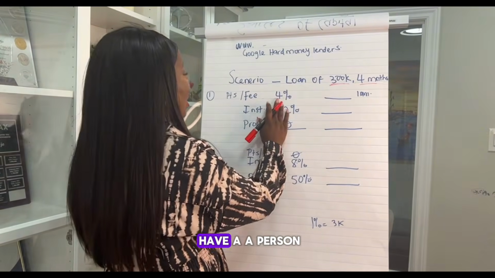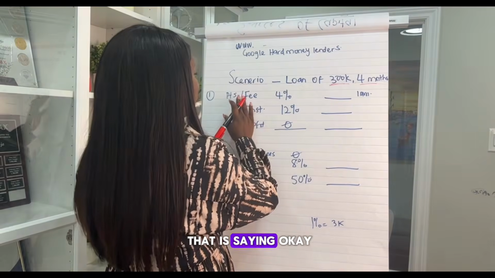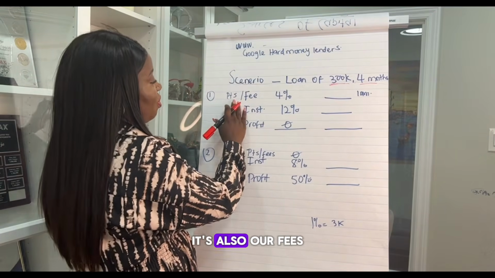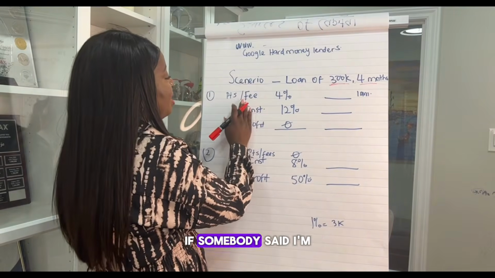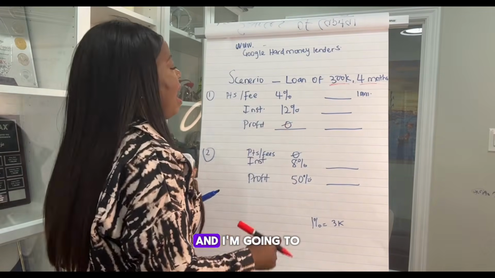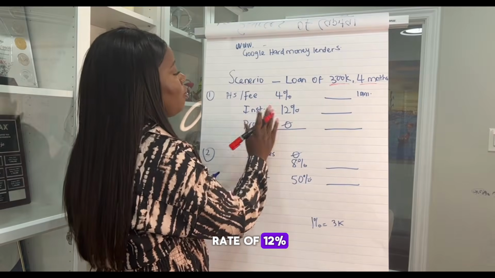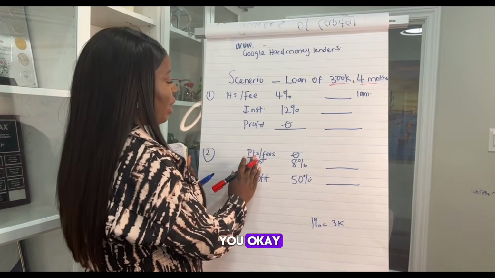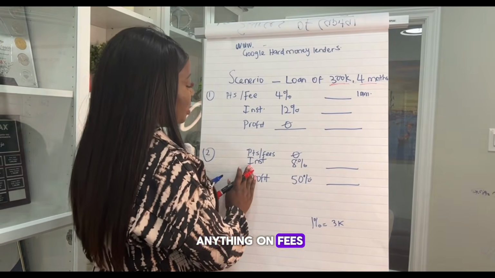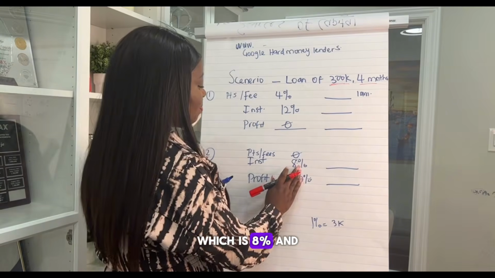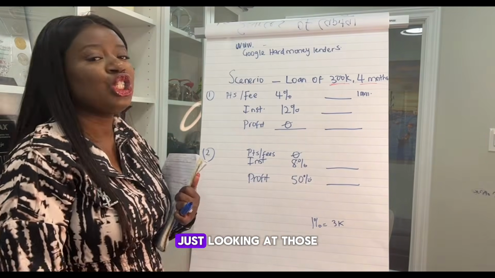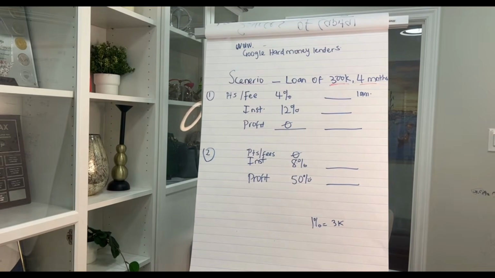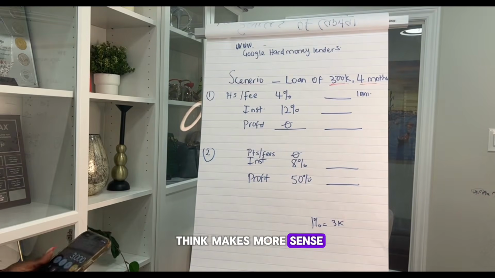So if I do have a person that is saying, okay, I'm going to charge you a fee or points. Fees are also called points. If somebody said, I'm going to charge you 4% and an interest rate of 12%, versus another offer that says, I'm not charging you anything on fees, I'm only going to charge you interest, which is 8%, and profits of 50%. Just looking at those, which one do you think makes more sense?